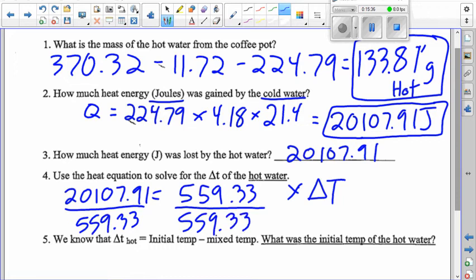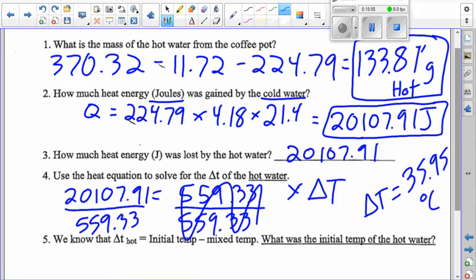559.33. These will cancel out. My delta T will be by itself. What value did we get here? I got 35.95. Okay, so the delta T, 35.95. Yeah, so that's fine. Degrees Celsius. So that is the change in temperature of the hot water.